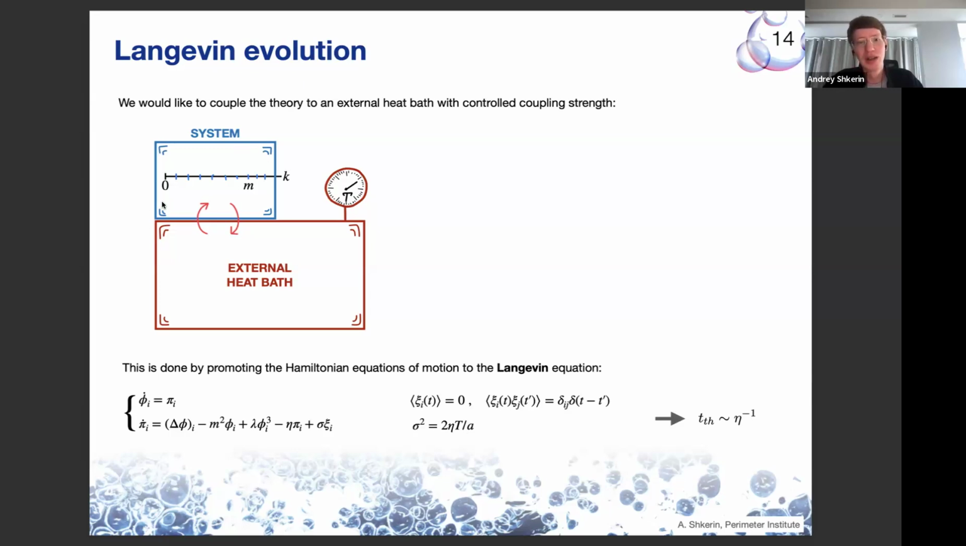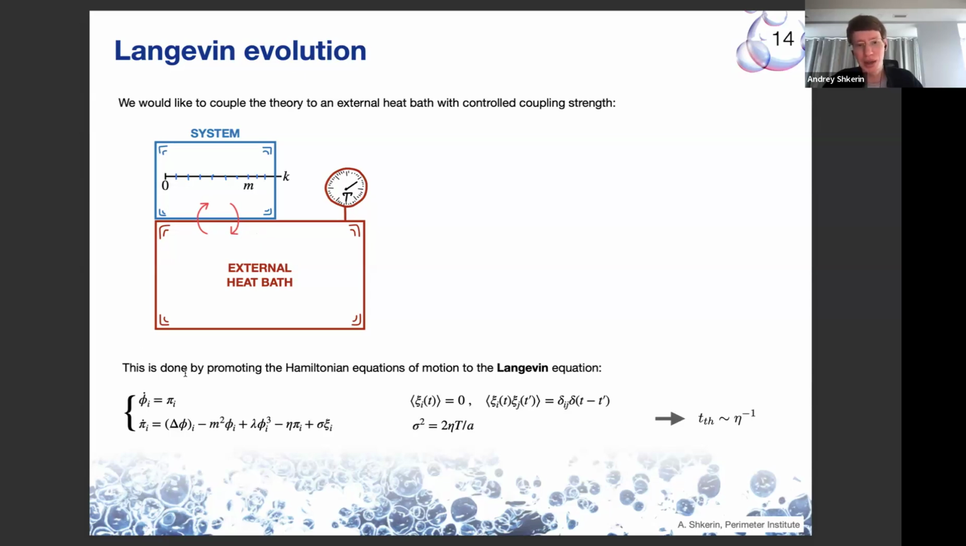We take our system and instead of coupling it to the inefficient heat bus, which is part of the same system, we introduce an additional heat bus, a big external heat bus, which is coupled to the relevant subsystem. And we would like to control the strength of this coupling. We would like to control the thermalization time. So how do we do this in practice?